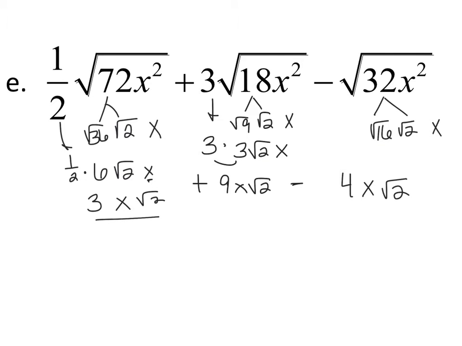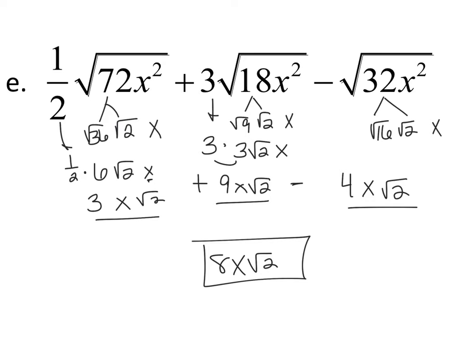Now I'm going to combine these 3 things. They all have x's, they all have radical 2's, which means they are like terms, so we can combine them together. So when you combine these, you end up getting 8x, because 3 plus 9 is 12, and 12 minus 4 is 8x square root 2. Okay.